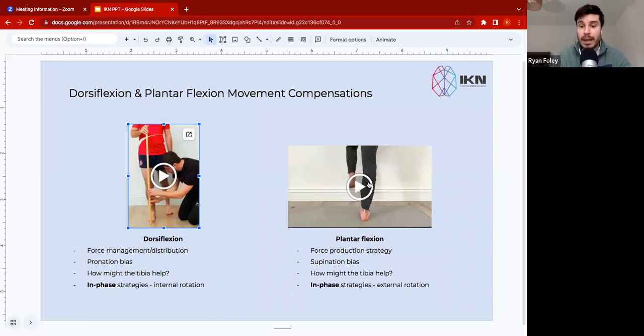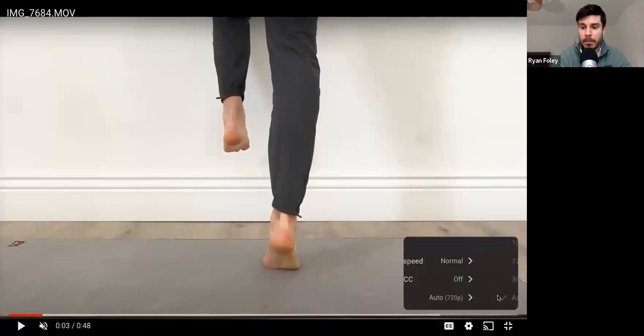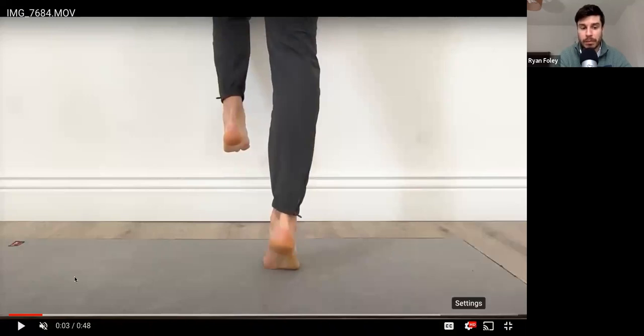Okay, we're seeing how the tibia is helping to facilitate a certain behavior at the foot segment. When we're looking at ankle plantar flexion, we want the foot to express more of a supinated behavior, to represent more of a rigid foot behavior, but also to facilitate some load into the first metatarsal head as well. Okay, so we want a rigid lever for push off.